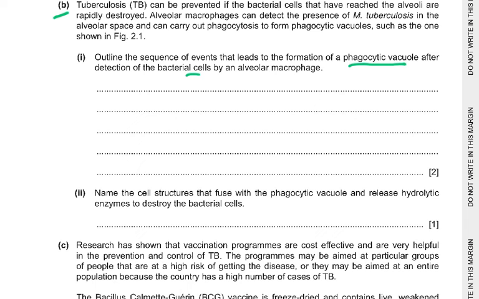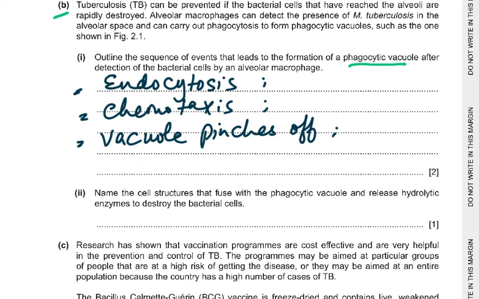So basically, endocytosis occurs, 1 mark. Bacterial cells, you can say chemotaxis, which is the chemotactic response when the bacterial cell antigens bind to the macrophage cell surface membrane. And then the third point was membrane fusion, vacuole pinches off. So the sequence of events that lead to the formation of a phagocytic vacuole: endocytosis, chemotaxis, vacuole pinches off.